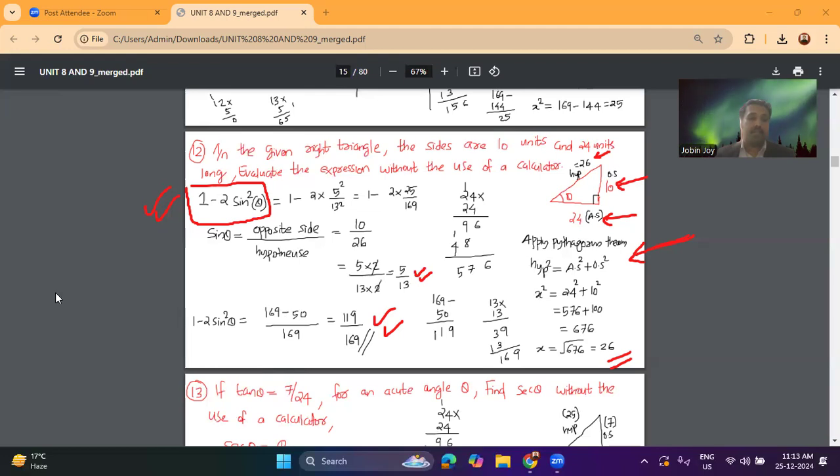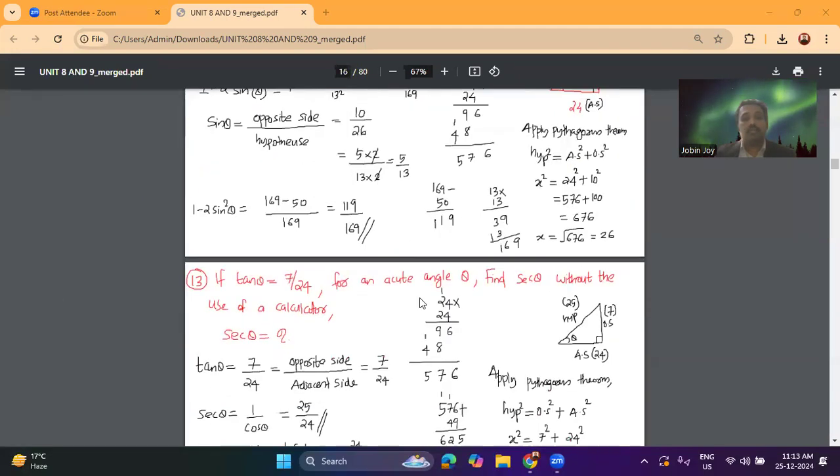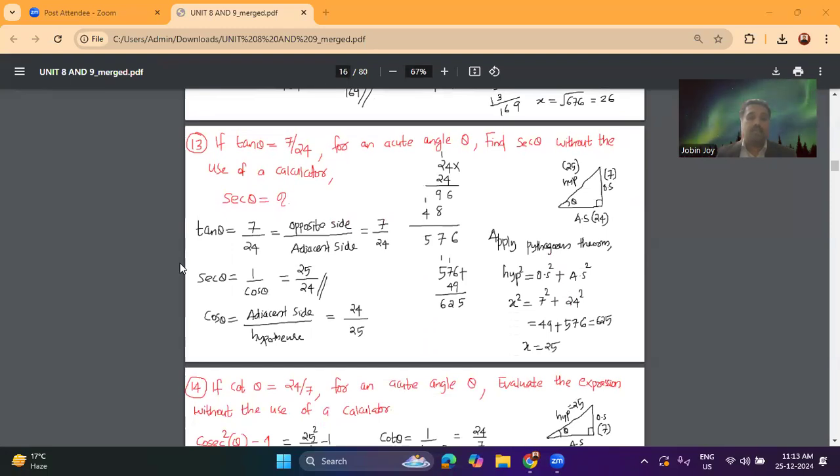Question number 13. If tan theta is equal to 7 by 24, for an acute angle theta, find sec theta. Yeah, you have to calculate sec theta, right? So I will draw a right angle triangle like this. Tan theta is given. What is tan theta? Tan theta is equal to opposite side divided by adjacent side. It is given that tan theta is equal to 7 by 24. So what is opposite side? Opposite side is 7 units and adjacent side is 24 units.